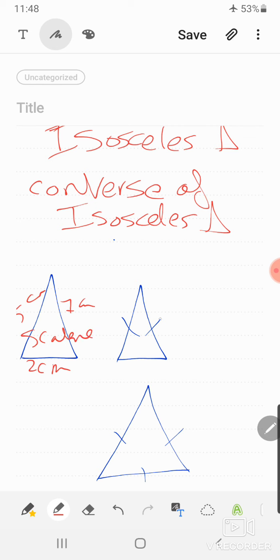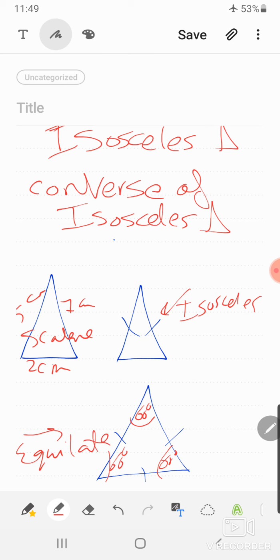What about this one? Here you have two sides equal, so this one will be isosceles. And the last one, all sides are equal and each angle equals 60 degrees, so this one will be an equilateral triangle.